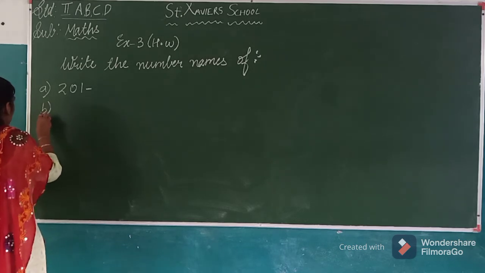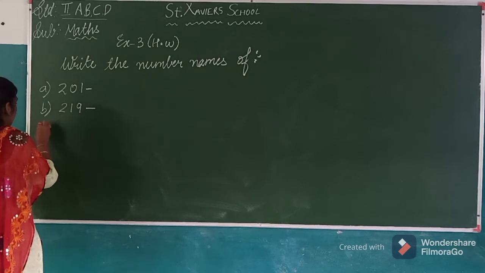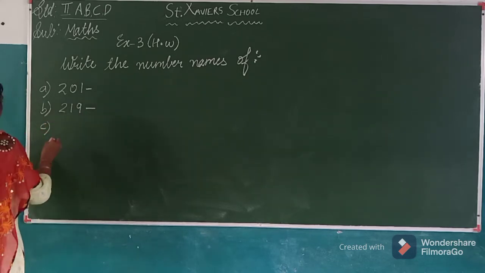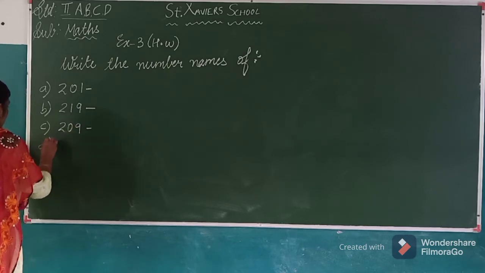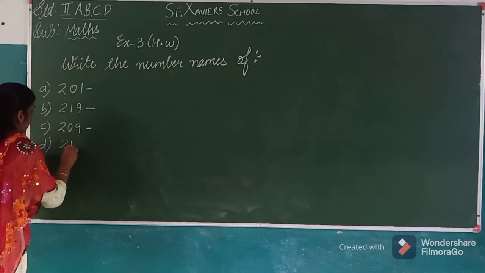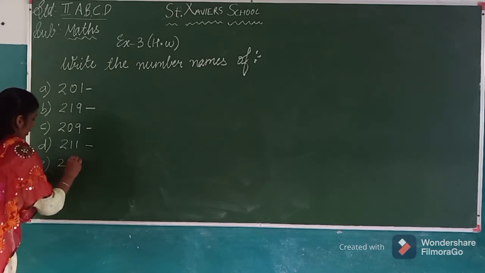Write another number, 219. Number C will be 209. Then next, 211. Then 204.